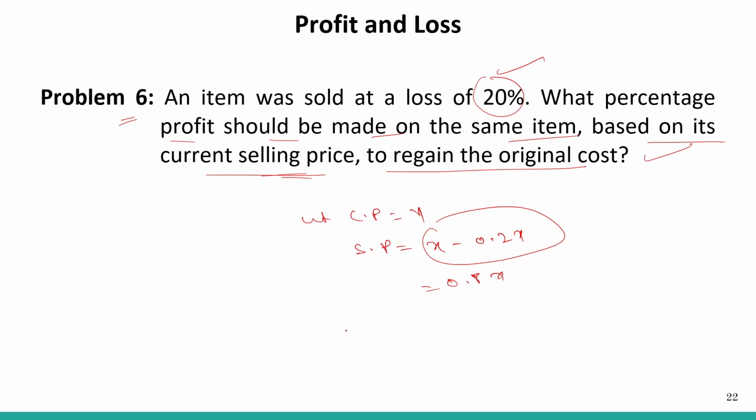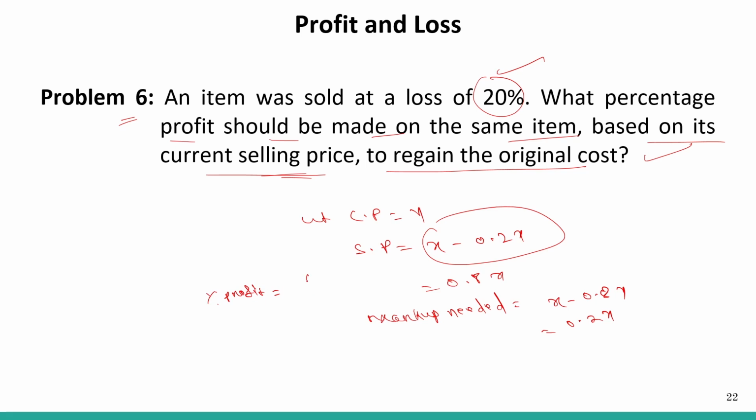Okay. So let markup be... So markup needed is equal to x minus 0.8x, which is equal to 0.2x. Okay. So 0.2x is what we need. Okay. So profit percentage. So it tells us that... what percentage profit?